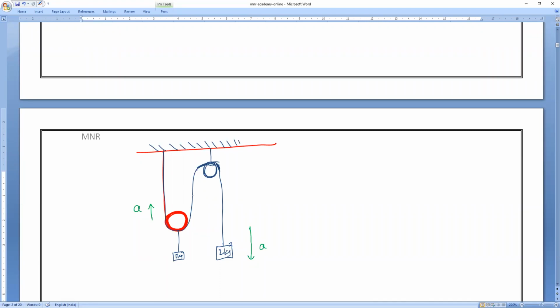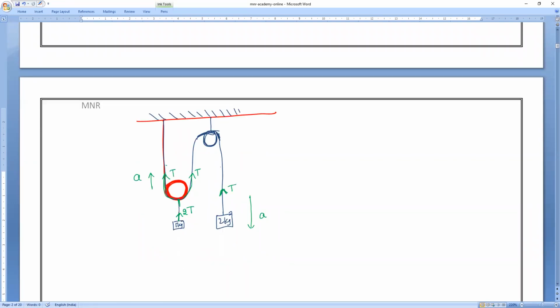Now, as we know, this string, both are the same. So here, what is the tension? T. Here also, what is the tension? T. And here also? T. But here, this is a different string, and two strings are acting on the single pulley. So here, what is the tension? Everybody? What is the tension? It is 2T.